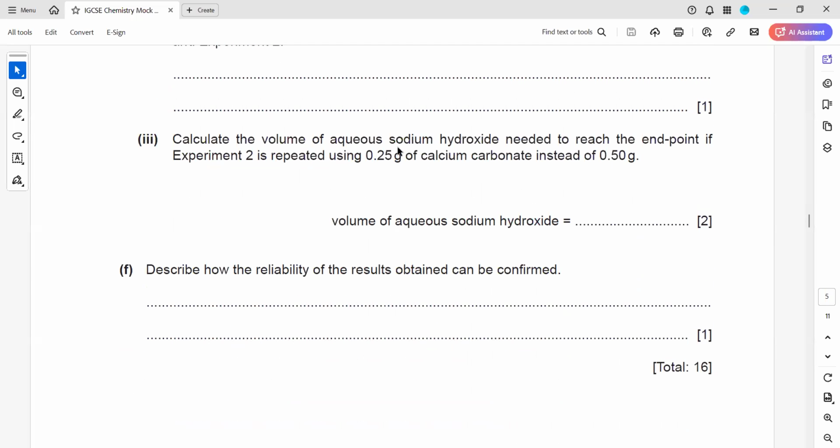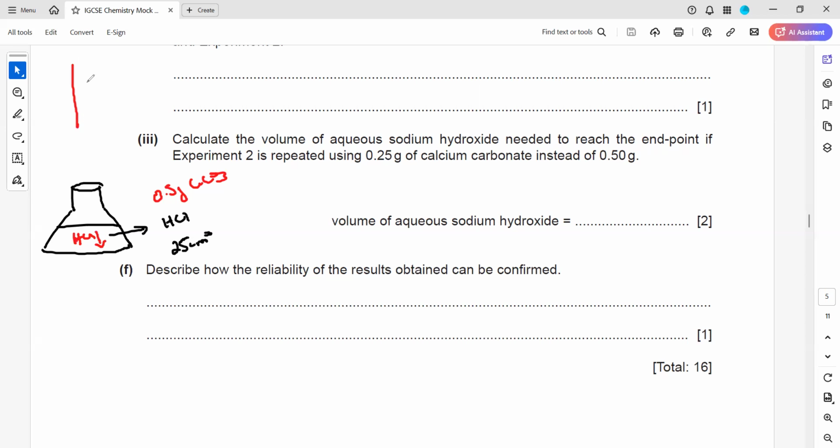If you see the question, we were having a conical flask. In this conical flask, we were having hydrochloric acid, HCl, which is 25 cm cube. In this 25 cm cube of HCl, first we added 0.5 grams of calcium carbonate. So when we add 0.5 grams of calcium carbonate, the amount of HCl present will become less. This remaining HCl was reacted with sodium hydroxide, NaOH. How much NaOH is needed? We need 6.2 cm cube of NaOH, that is in experiment 2.